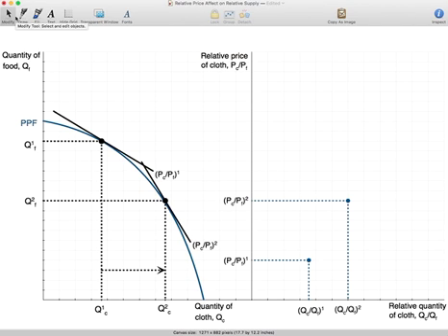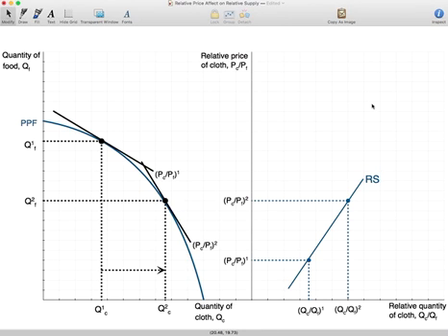So that shows us that there is a positive relationship between the relative price of cloth and the relative quantity of cloth that is produced, and that gives us an upward sloping relative supply curve. Let me change that. So this is the relative supply curve. Let me change the size of that so it's a little bit easier to see, and I will also change the color.